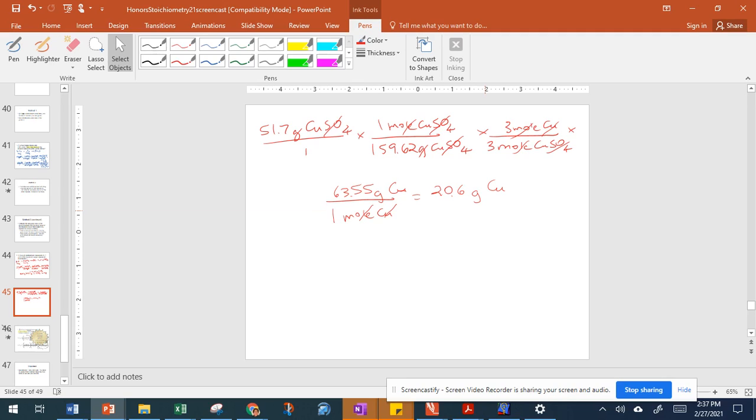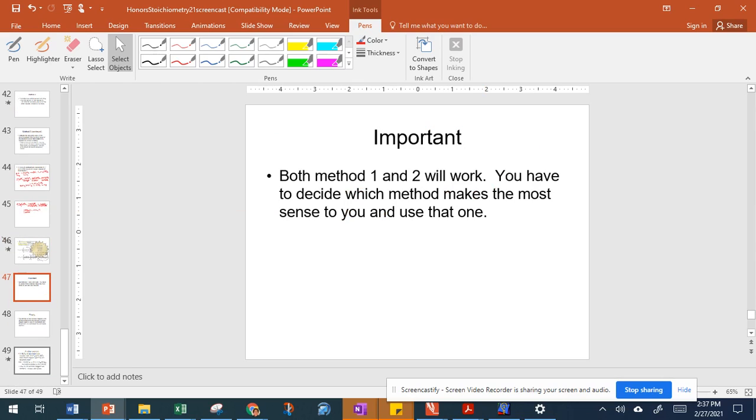Okay, so that's how to do it with technique 2. So just remember, important, both of these techniques will work. You will have to decide which method makes the most sense to you and use that one.